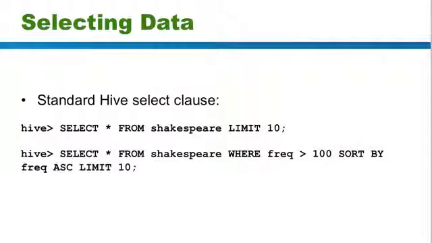So once it's loaded into your Hive table from HDFS, let's take a look at the select statement. You can start with a basic select star from Shakespeare; semicolon, that'll give you all the results in your Hive Shakespeare table. You can use a limit command, just like SQL. Let's limit it by 10, you can get the top 10 results. If you select star from Shakespeare where frequency is greater than 100, and sort by ascending limit 10, you'll get the top 10 results where it's greater than 100.